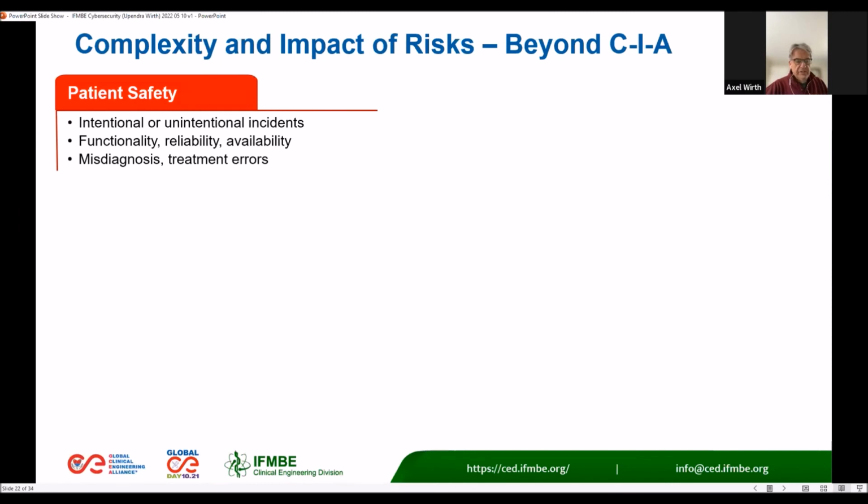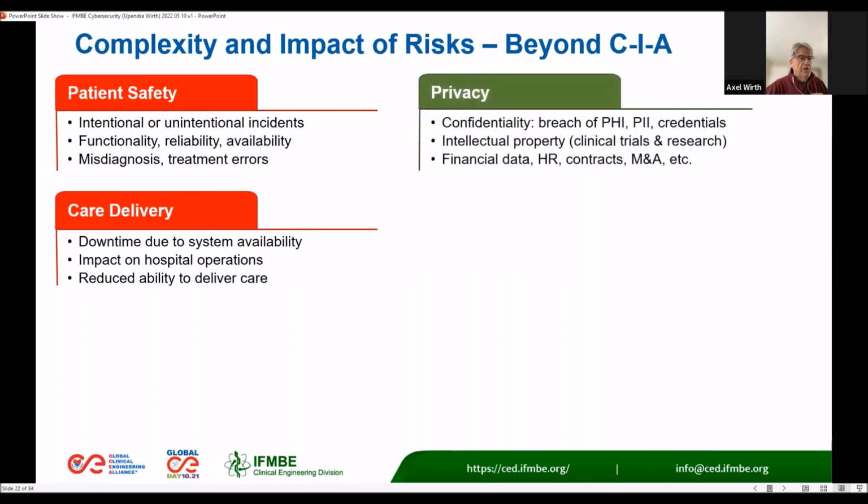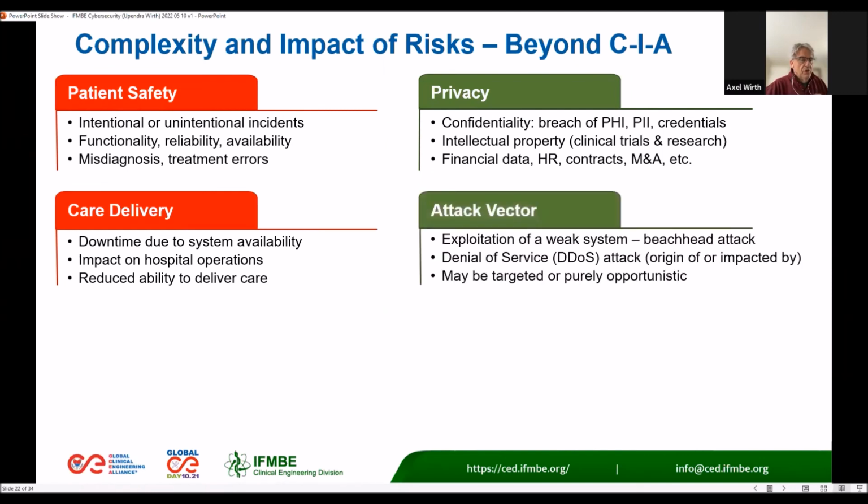So if we look at medical devices and medical device cybersecurity, we certainly need to look at a number of security risks. We need to look at patient safety, and it doesn't matter whether the safety is compromised because of an intentional or unintentional attack. We need to look at risk to care delivery. Doesn't matter whether it is downtime due to system availability and impact on hospital operations. We need to look at privacy, breach of protected health information, of personal information, of network or user credentials, financial data. We need to look at the risk of the device itself being an attack vector.